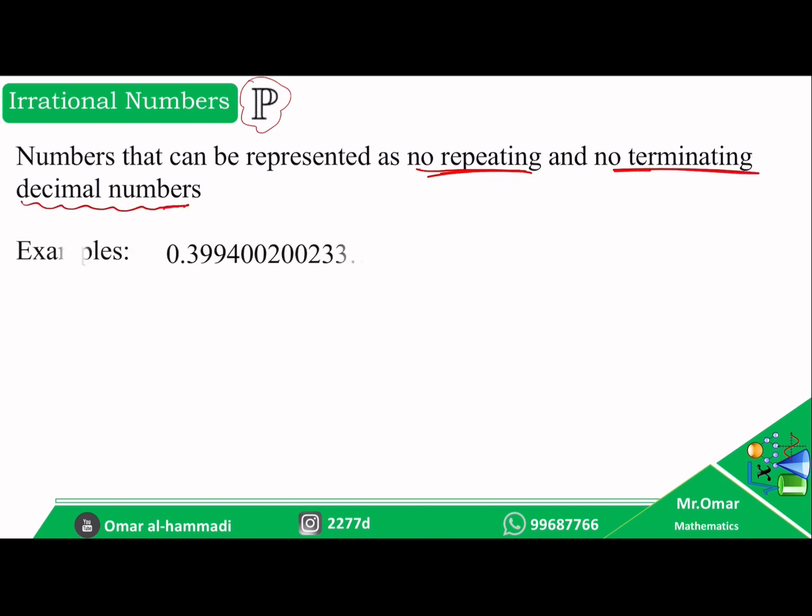For example, we have this one, 0.39940020023. This is not a repeating one, so immediately it will be in the irrational numbers. And also we have the square root of 2. If we use our calculator and do the square root of 2, it will give us 1.4142135562. So this is not a repeating one. Immediately it will be an irrational number.